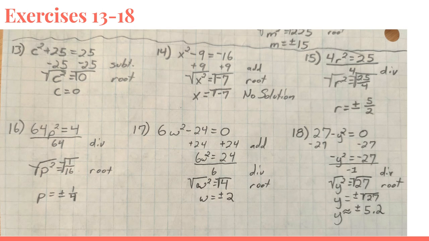18. I subtract 27 from both sides. I have a negative y squared on one side, a negative 27 on the other side. Multiply or divide by a negative 1. I end up with y squared equals positive 27. Take the square root of both sides. We get the exact answer of plus or minus the square root of 27, or the approximate answer of plus or minus 5.2.